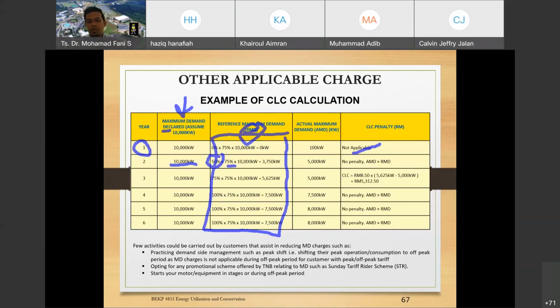Any question? Okay, for year 4, year 5, and year 6, no more penalty because the building or the operation achieves the minimum requirement for the reference maximum demand, which needs to be 100% operating, but within the 75% from the declared CLC. Any question?